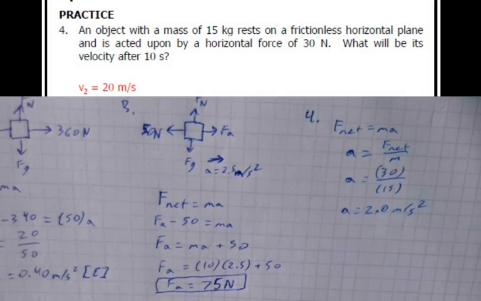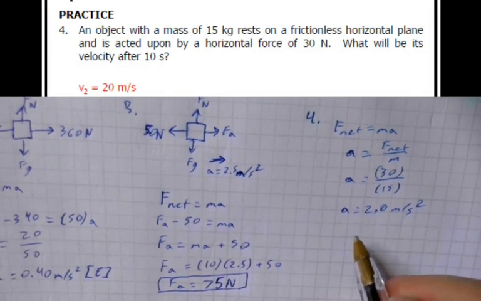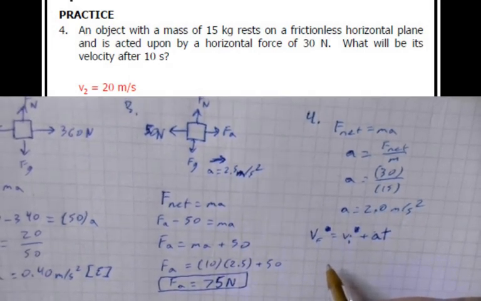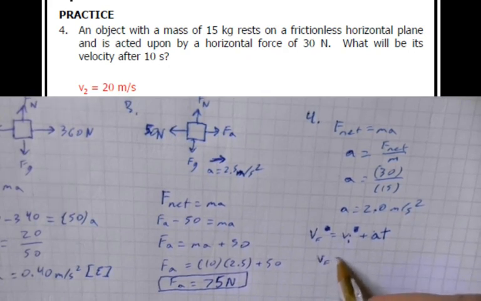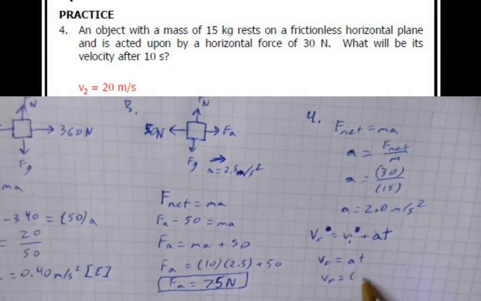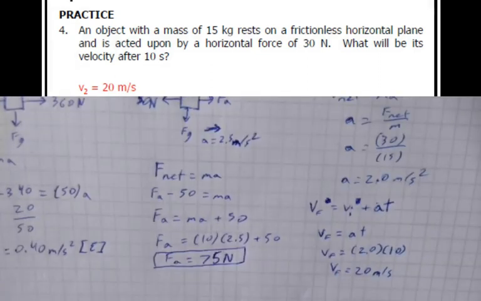So it says the object rests. So we now know VI is 0. So the equation we should use is VF equals VI plus AT. And we're looking for VF. VI is 0, so we can just write down AT. VF equals 2.0 times 10. So VF is 20 meters per second. That's our solution.